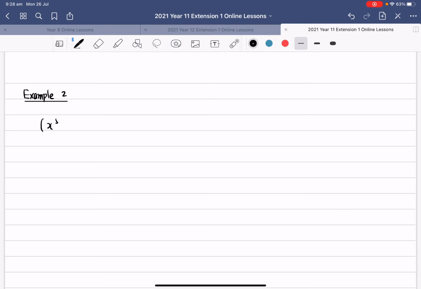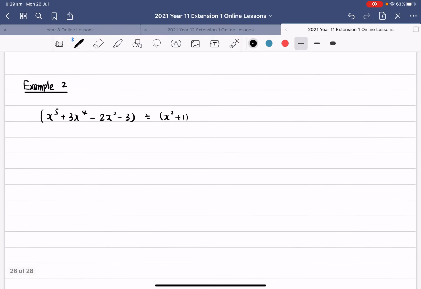We have x to the power 5 plus 3x to the power 4 minus 2x squared minus 3, divided by x squared plus 1. Okay, so when you first look at this question, it doesn't seem very difficult, right? It's very similar to the one we just did. However, if you really count, that's 5, 4, 2, and where's the 1? Where's the power of 3? Where's the power of 1? They're all missing. And that created a problem.